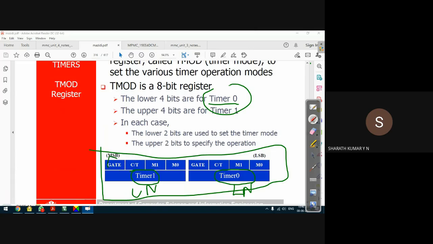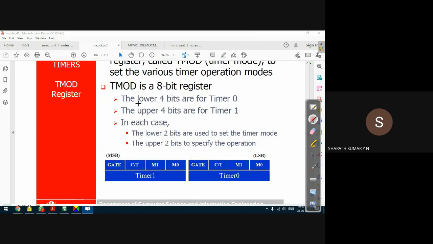If you see the bits of the TMOD register, they are the same. For example, the gate bit of timer 1 is the same as the gate bit of timer 0. Similarly, we have the C/T bar, which corresponds to timer or counter operation, the same for timer 0 and timer 1. Mode bits M1, M0 correspond to the mode of the timer, the same for both timers. Of course, they are different bits, but the operation is the same. So upper 4 bits correspond to timer 1, lower 4 bits to timer 0.